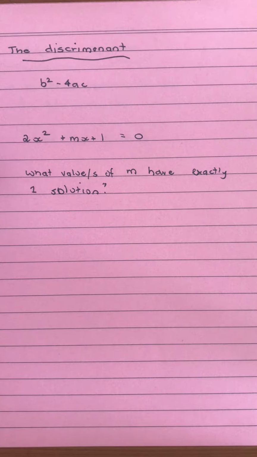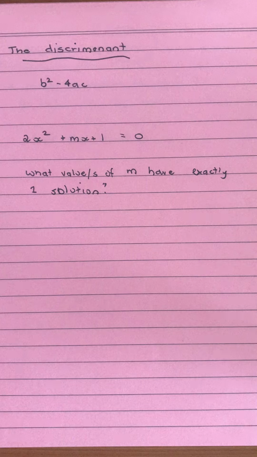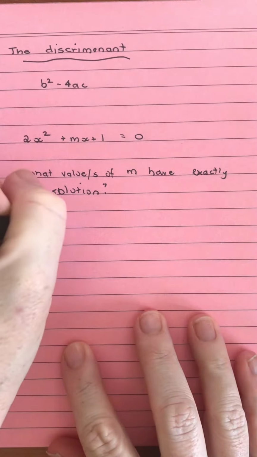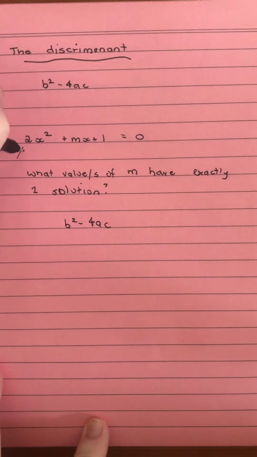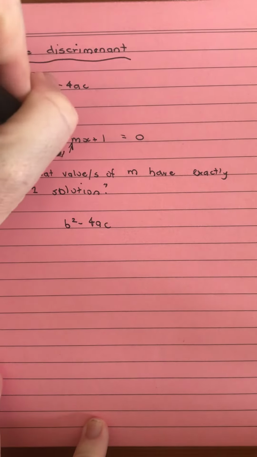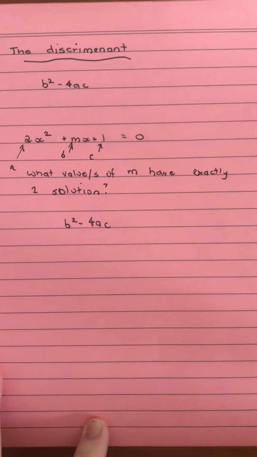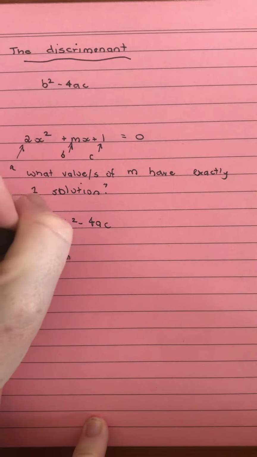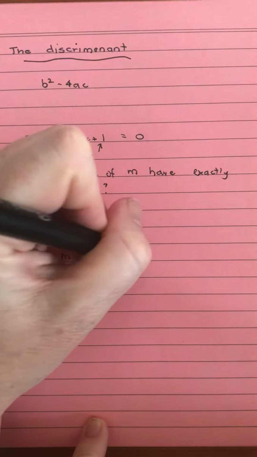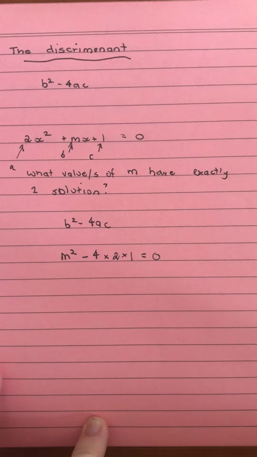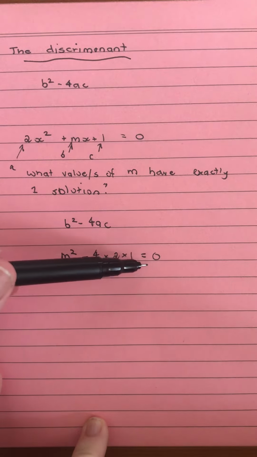Here's a type of question that you might see to do with that. So we've got 2x squared plus mx plus 1 equals 0. What values of m have exactly one solution for that equation? So we're looking at the b squared minus 4ac. Now, in this case, our a is 2, our b is m, and our c is 1. So when we put that in, we get m squared minus 4 times 2 times 1 must be equal to 0, because if we have exactly one solution, then that would be equal to 0.